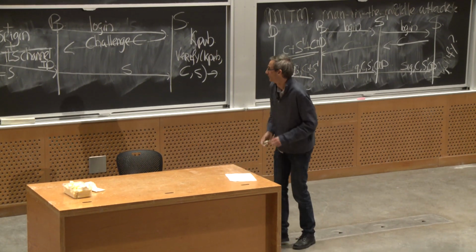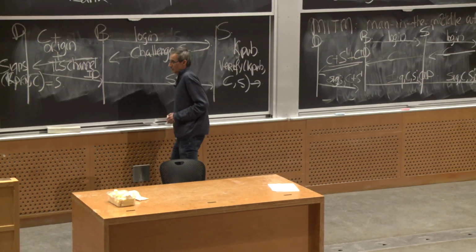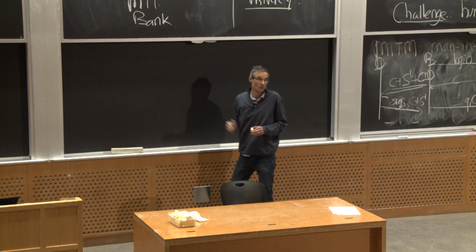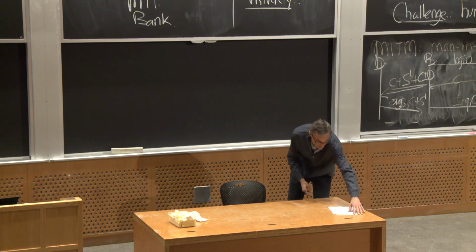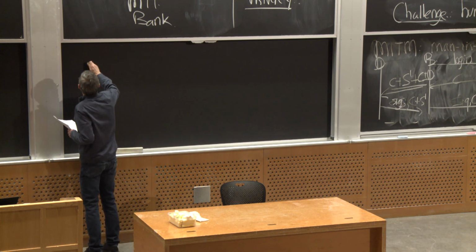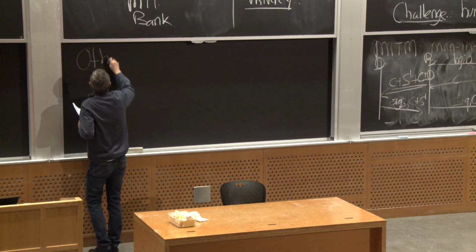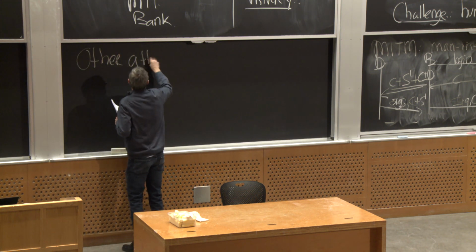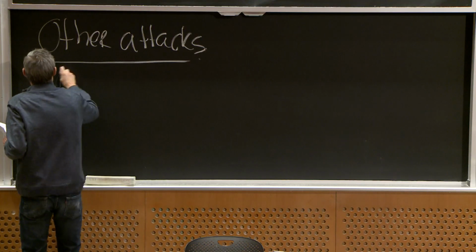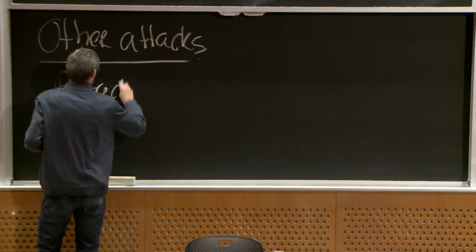Okay, so how good is this device and this protocol? And one way to think about this is to think about other kinds of attacks that one might be able to pull off. So other attacks. And we already talked about one of them. Attacker compromises the client.